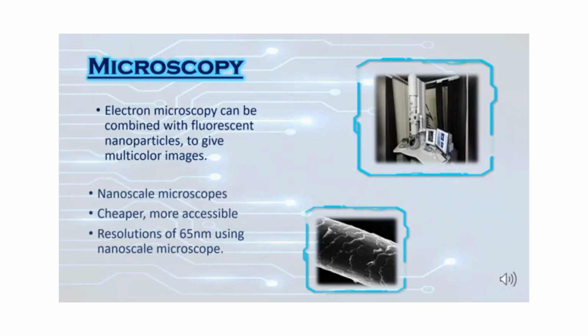But if fluorescent nanoparticles are used in electron microscopy, it is expected that we can get multicolored images of our samples. Other than that, nanotechnology can also be used to generate nanoscale microscopes. These microscopes are more valuable because they are easier to use, cheaper, and more accessible than the ordinary microscopes. And they also give us good results, as a resolution of 65 nanometers is obtained using these nanoscale microscopes.